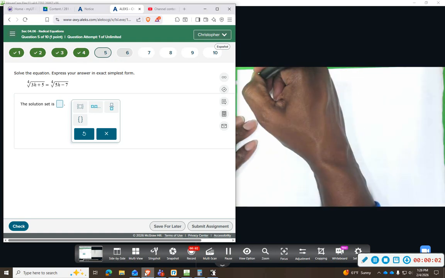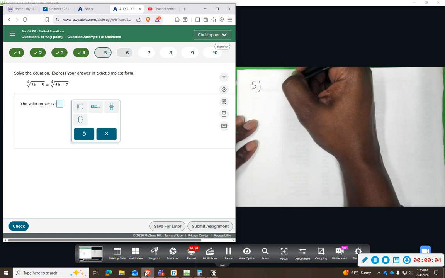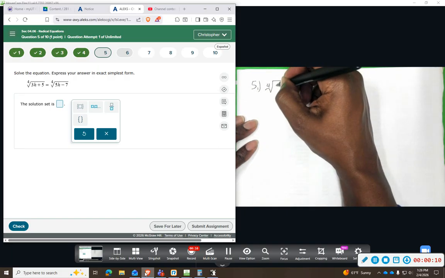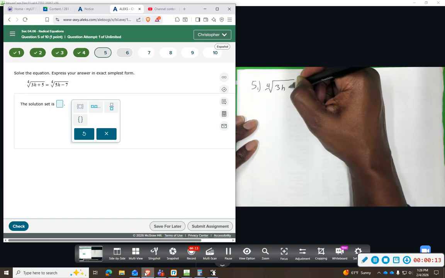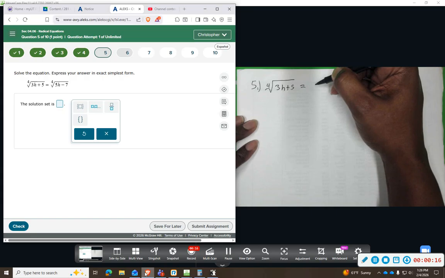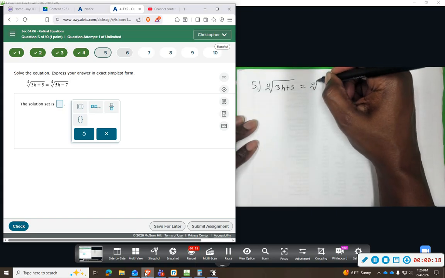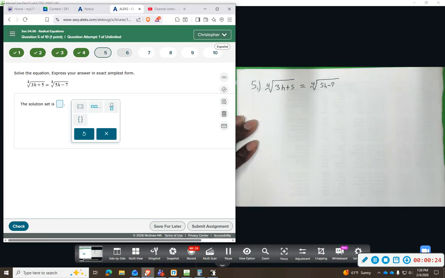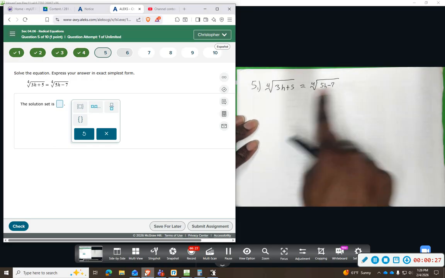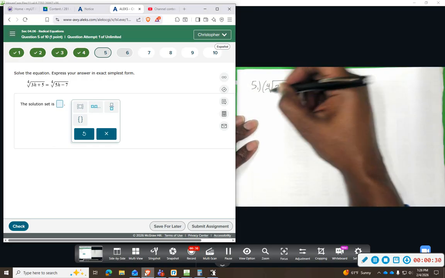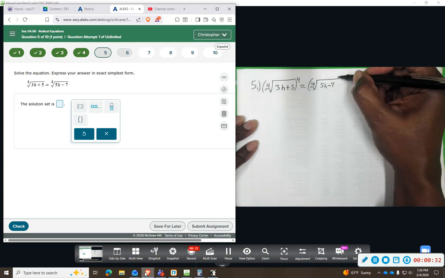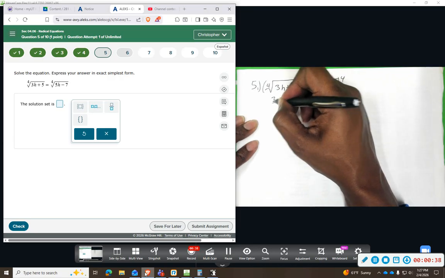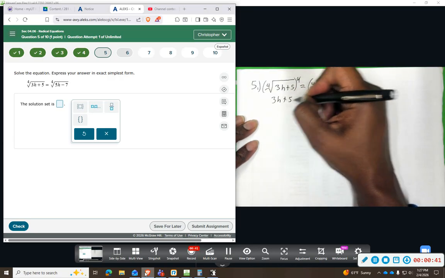All right, number 5. We have the fourth root of 3h plus 5 equals the fourth root of 5h minus 7. So both sides have a fourth root and they're isolated, they're by themselves. So we're going to raise both sides to the fourth power, and that will cancel out the fourth root, leaving us with just a simple linear expression.